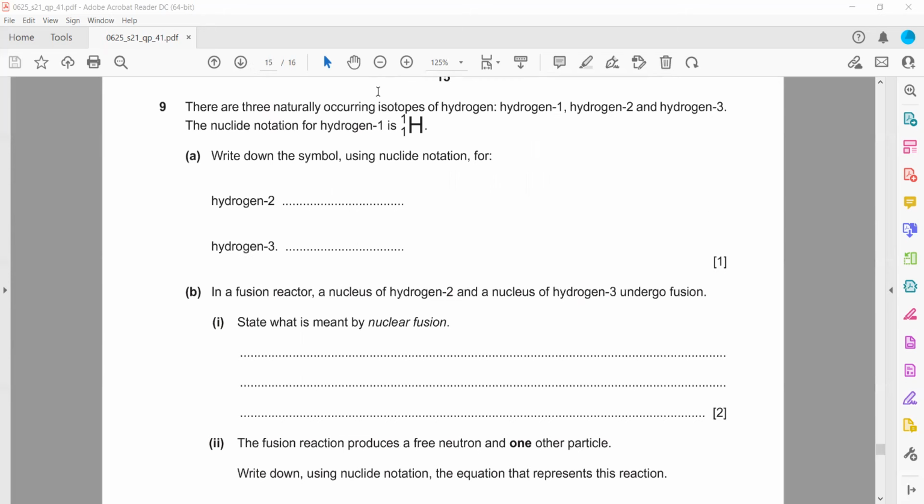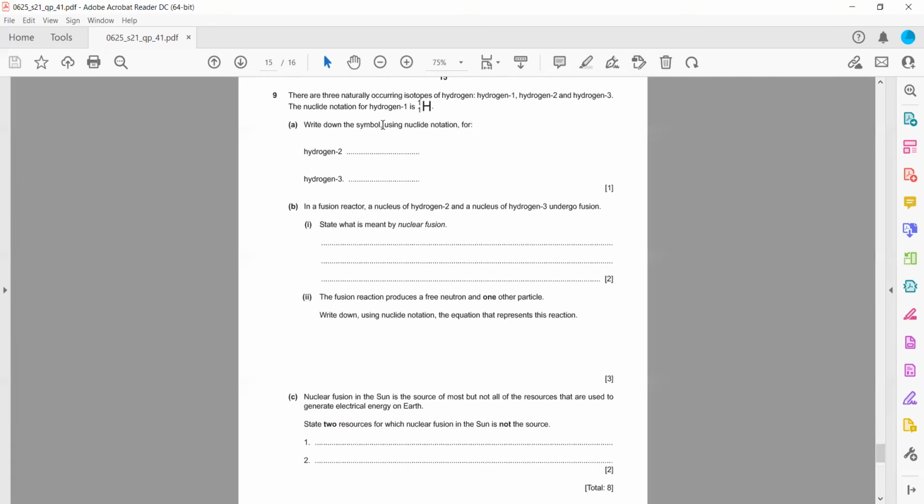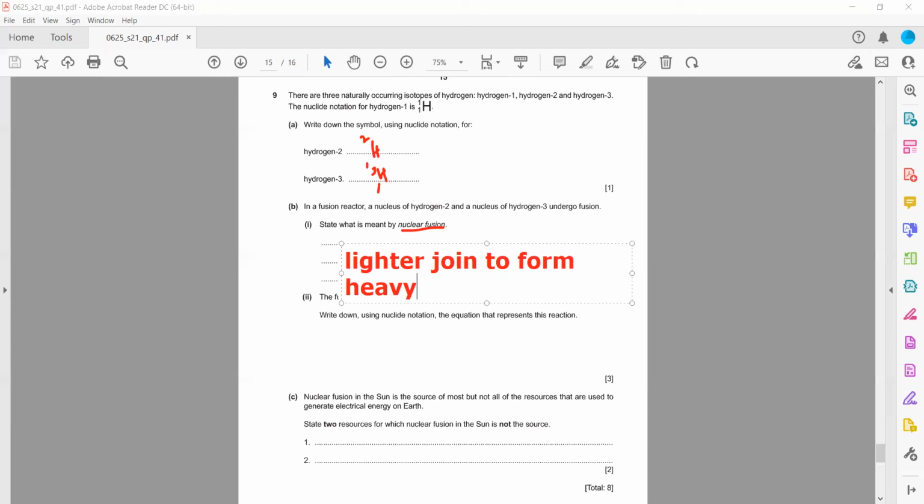And in this question, we have to complete the symbols for the hydrogen isotopes 2,1 and 3,1. So this is 2,1 and this one is 3,1. What is meant by fusion? Fusion means when lighter nuclei join to form a heavier one, and as a result release energy, we call it nuclear fusion.